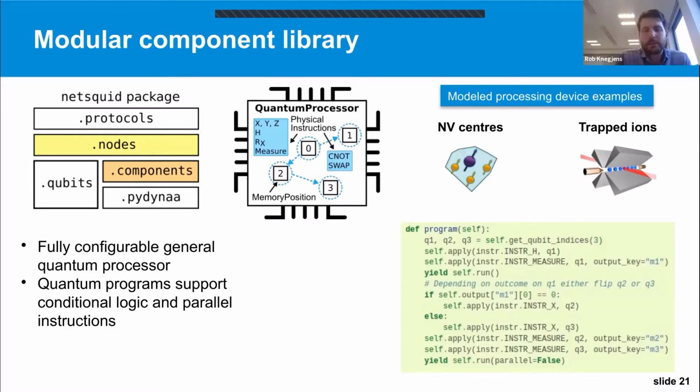Think of instructions as gates, but also different physical processes and manipulations of these qubits, together with the topology of where these instructions are possible. So the quantum processor is in that way also a framework for how you can describe different processing devices. And that lets you model these different devices. So there are models at QuTech for NV centers and trapped ions processing devices using this generic component.